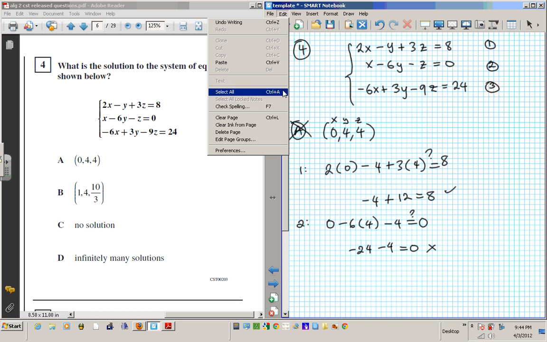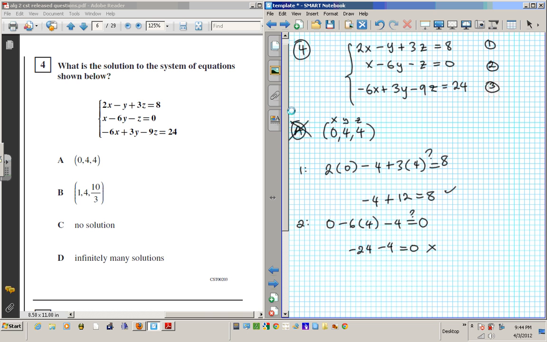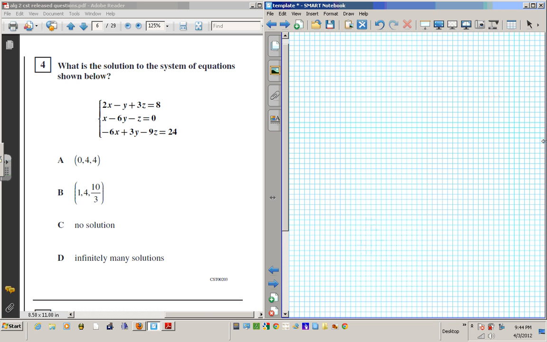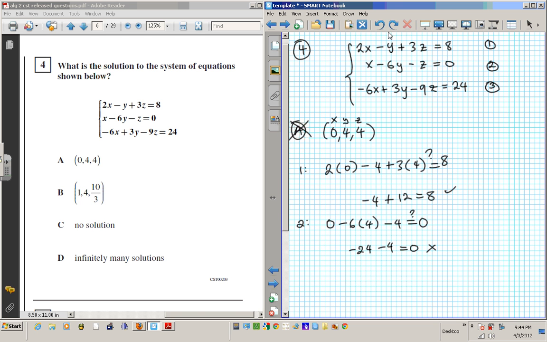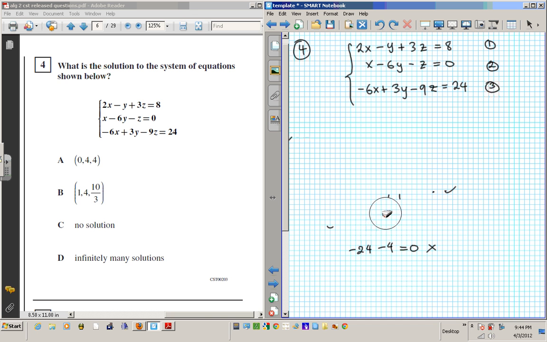So let's try B. To try B out, what we're going to do is basically do the same process that we just did. Plug in the coordinates and see if they satisfy all three equations. So for B, we're going to test the coordinate 1, 4, and 10 over 3. Okay?